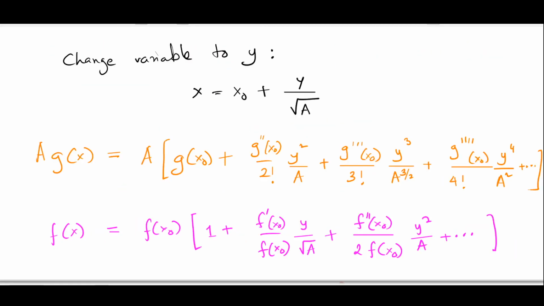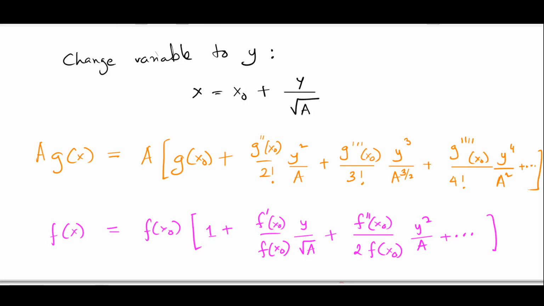Since most of the contribution to the integral will come from a region of the width 1 by root a around x0, what we do is we change variables to reflect this fact. We go from x to the variable y, where the two are related by x equals x0 plus y by root a. The 1 by root a prefactor has been put along with y simply to ensure that in the region where you are going to get substantial contribution from, y is of the order of 1.